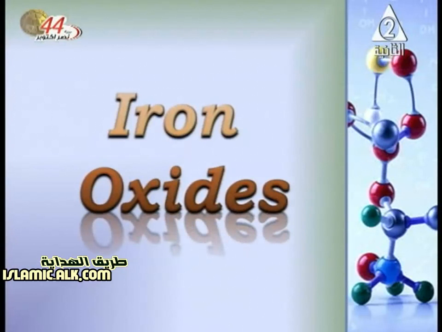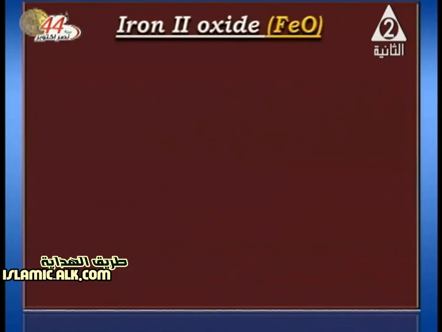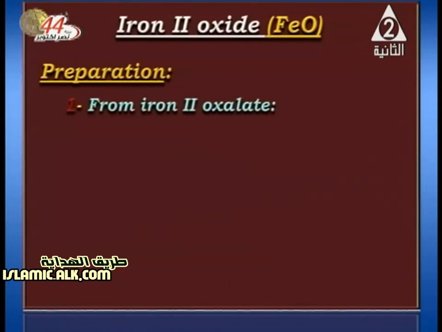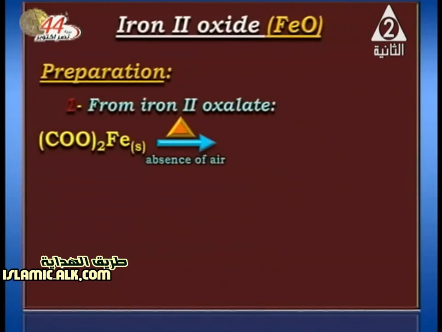Now, we are going to discuss the iron oxides. We are going to discuss first iron 2 oxide or ferrous oxide. The preparation of iron 2 oxide from iron 2 oxalate: as the equation proceeds on the screen, iron 2 oxalate, by heating in the absence of air, decomposes into iron 2 oxide and carbon monoxide and carbon dioxide.